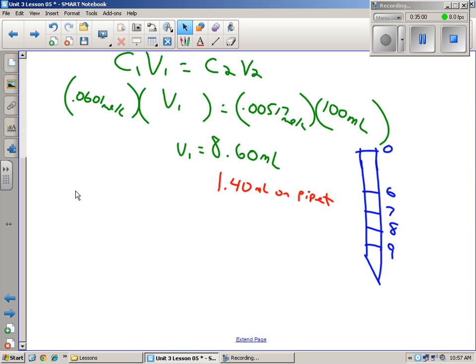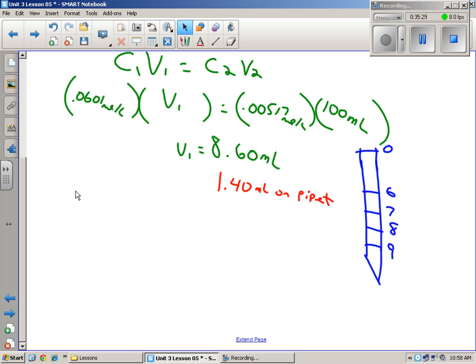There's drops coming out the bottom. I don't know if you guys can see. Drop, drop, drop, drop. We're down to about 1, and then you put a little more pressure on there, you can slow it down. There's 1.4 right there. Okay, and you're going to take that out, and you're going to put it into your new 100 milliliter volumetric flask. Okay, so I'm taking this out, and there is my 8.6 milliliters.